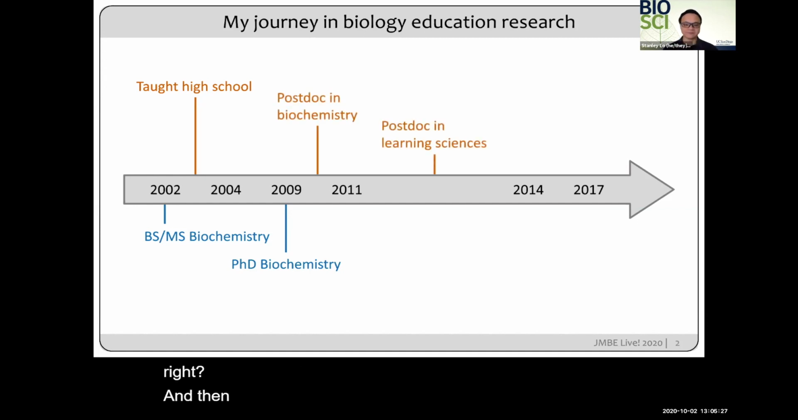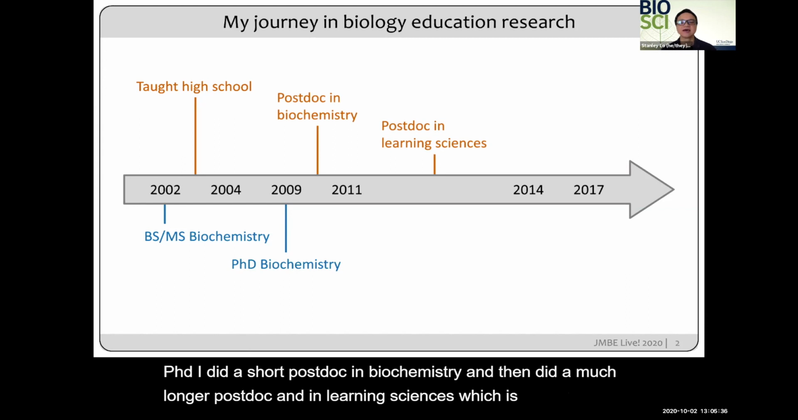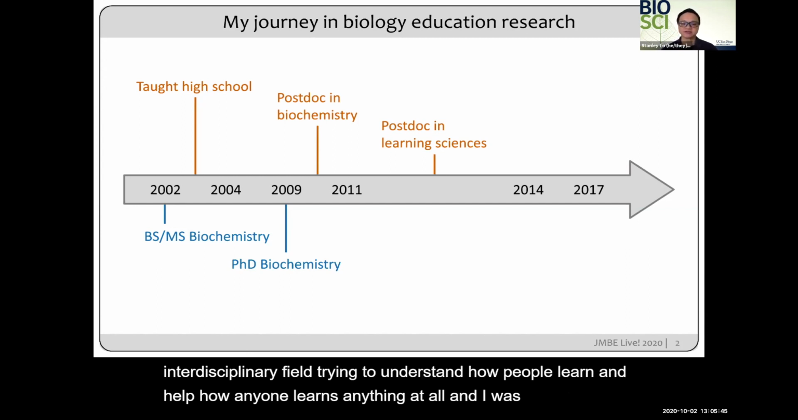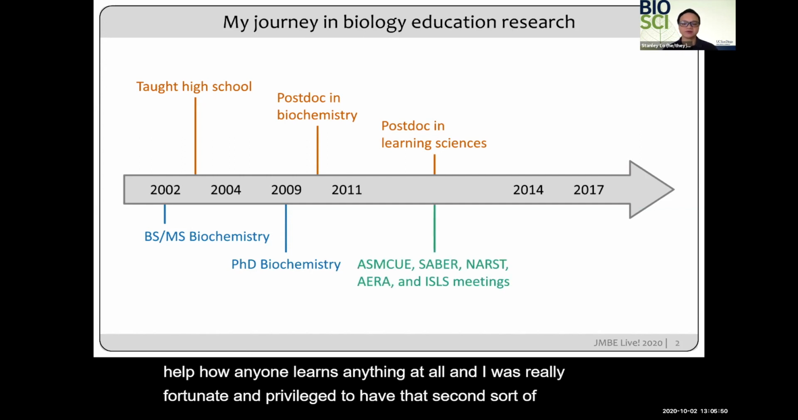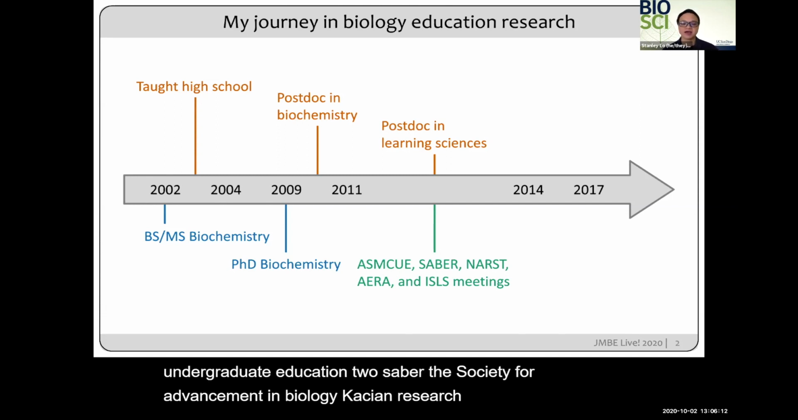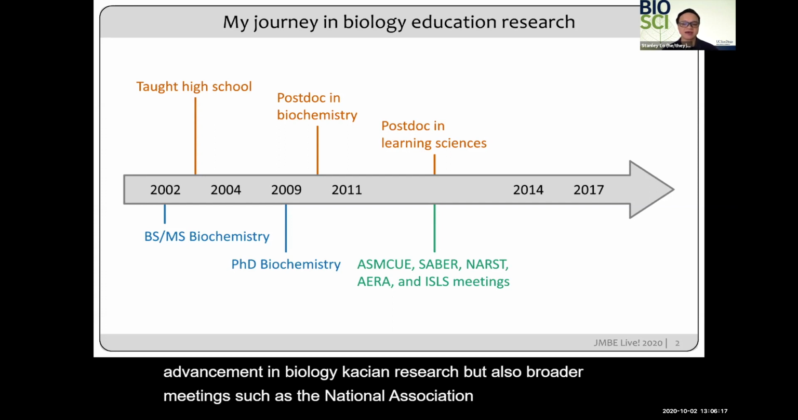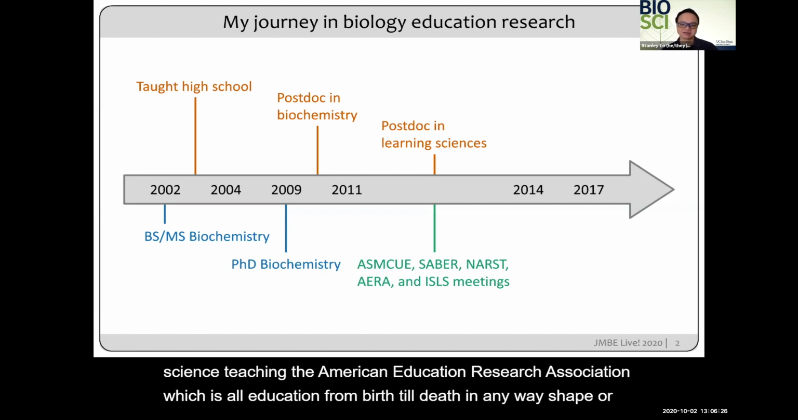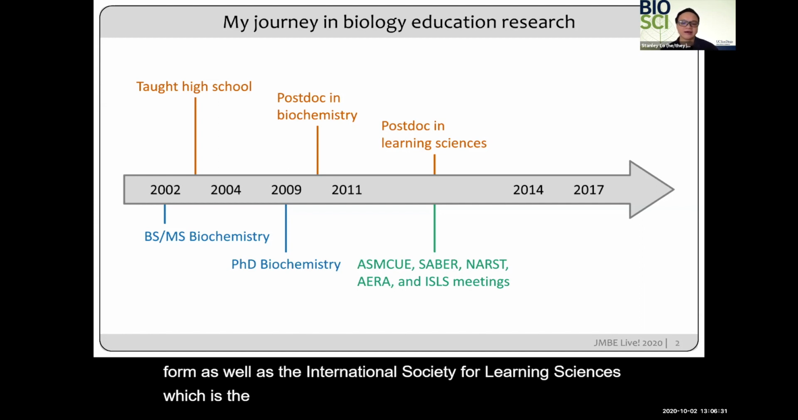And then after my PhD, I did a short postdoc in biochemistry and then did a much longer postdoc in learning sciences, which is an interdisciplinary field, trying to understand how people learn and how anyone learns anything at all. I was really fortunate and privileged to have that second postdoctoral phase where I was able to explore a lot of research interests in biology education research, but also have the opportunity to attend and participate in many different conferences, from the ASM conference on undergraduate education to SABER, the Society for Advancement of Biology Education Research, but also broader meetings such as the National Association for Research in Science Teaching, the American Educational Research Association, which is all education from birth till death in any way, shape, or form, as well as the International Society of the Learning Sciences, which is the society for this particular interdisciplinary field.